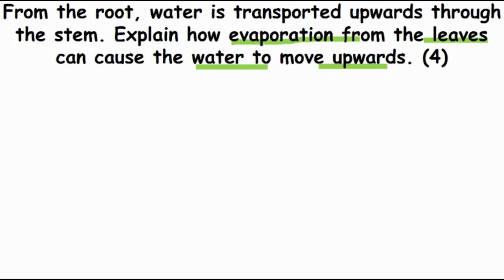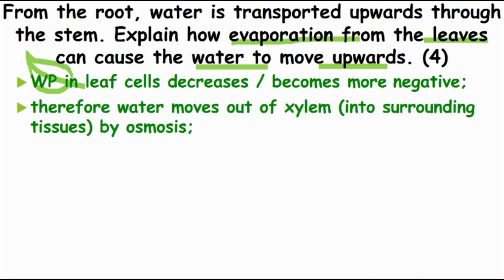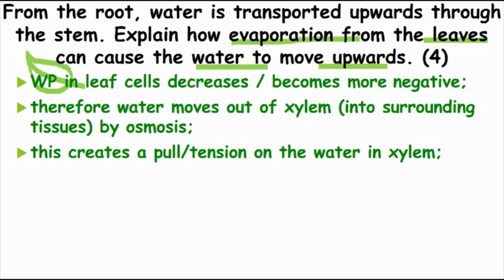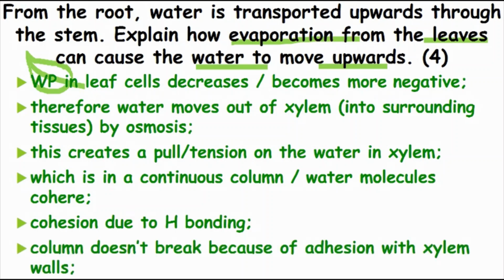So the first thing that we noticed before causing all of this movement to happen in the leaf was that the water potential in the leaf cells decreased or became more negative. And this sucked some more water out. It transported water out of the xylem into the surrounding tissues by osmosis. And as they were pulling along the chain, this is creating a pull or a tension on water in the xylem. And we know that all of that water is connected, so it's going to move as a continuous column, all through the forces of cohesion due to hydrogen bonding, which means that the column of water doesn't break, due to adhesion with the xylem walls.